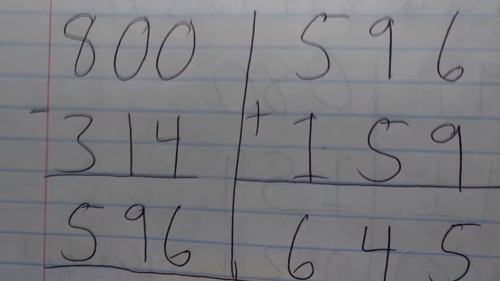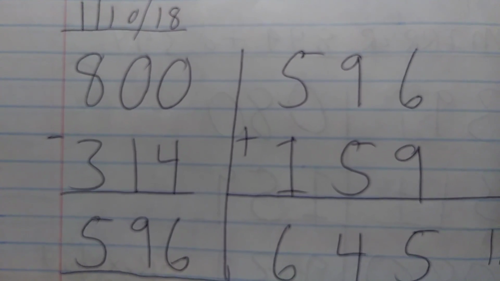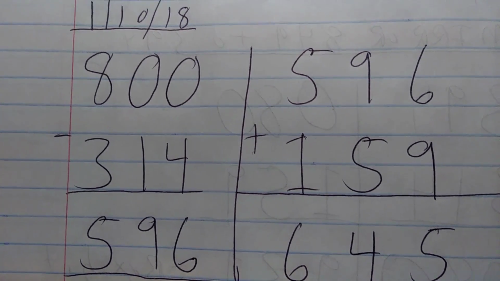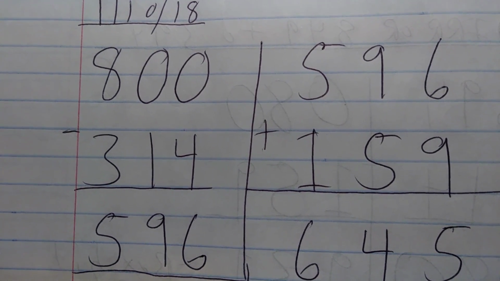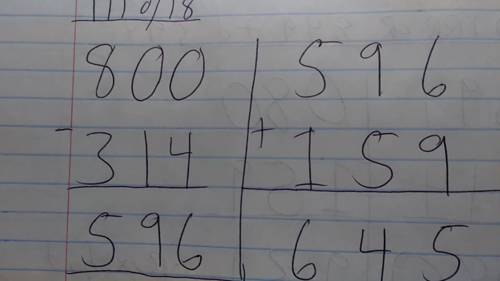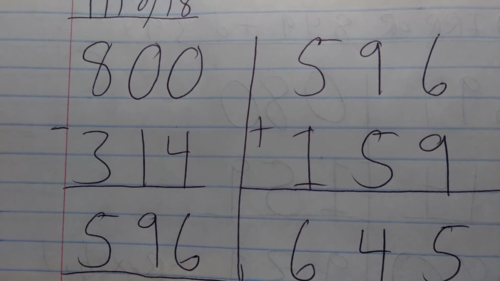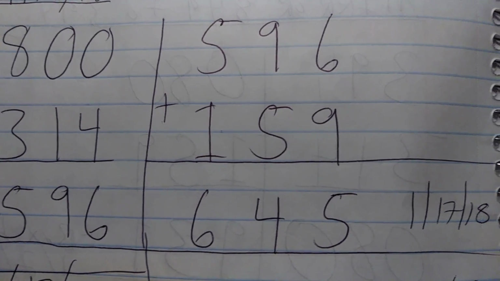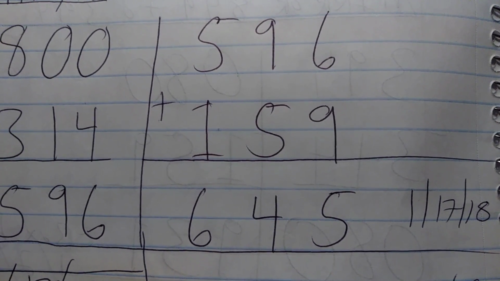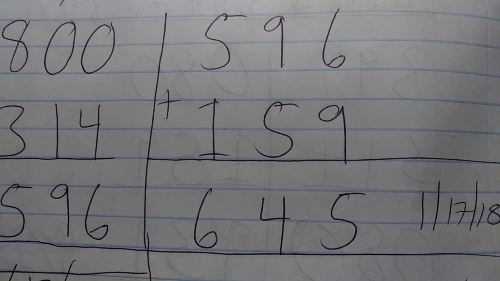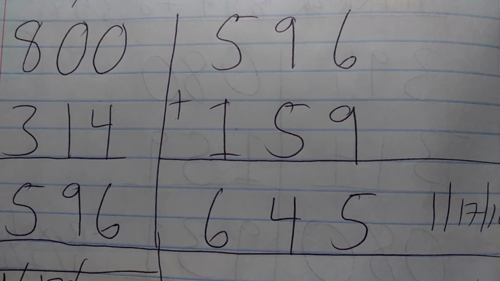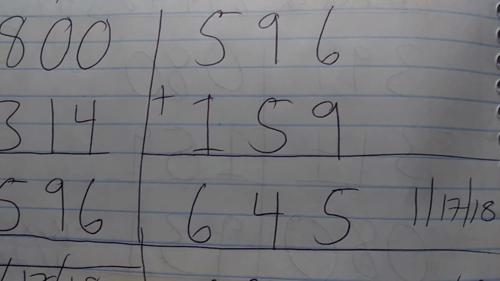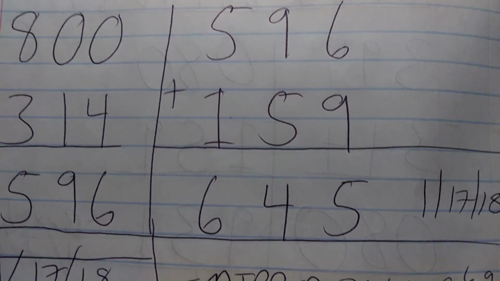On January 10th, 800 hit. You're going to subtract off 314. 8 minus 3 was 5. 10 minus 1 is 9. And then 10 minus 4 is 6. So 596. You're going to add on 159. So 5 plus 1 is 6. 9 plus 5 is 14. Keep the 4. And then 6 plus 9 is 15. Keep the 5. And then 645 was a box hit on January 17th.